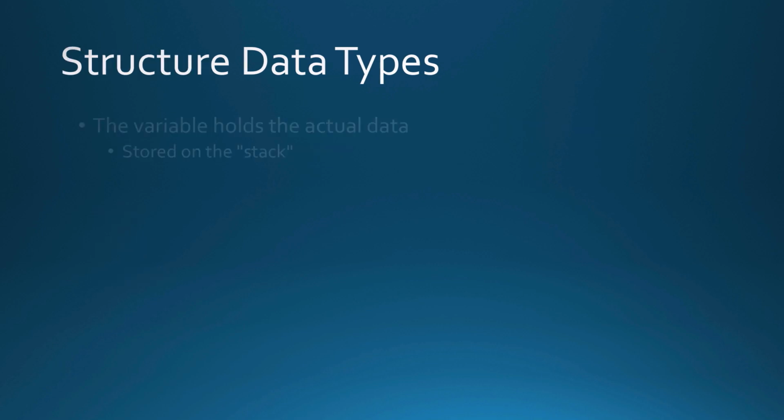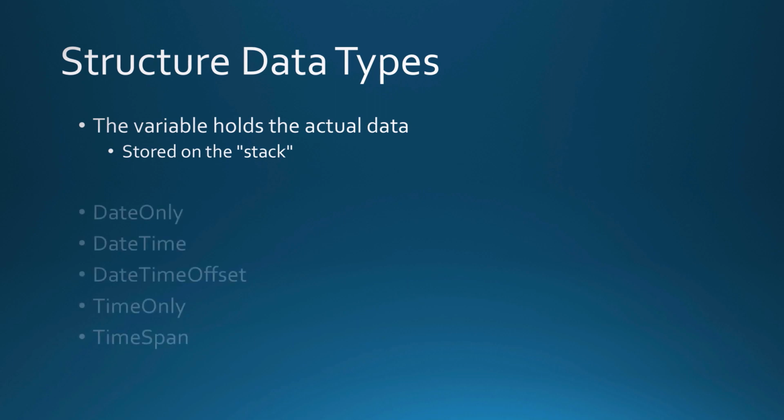Now, there's also a thing called the structure data types. Now, this is a variable that holds the actual data, so it's kind of like a value type, but it's also kind of like an object. There are properties and methods on these. So, for example, DateOnly, DateTime, DateTimeOffset, TimeOnly, and TimeSpan are what are called structures. There's many others as well, but these are the ones that you'll work with most often.